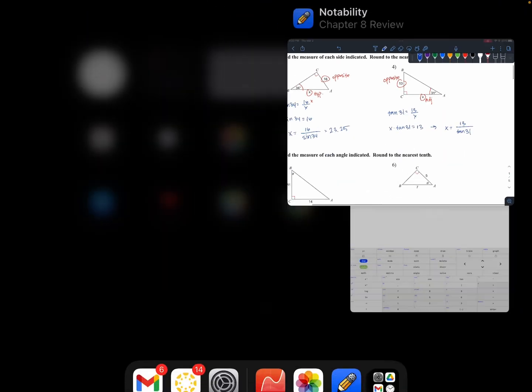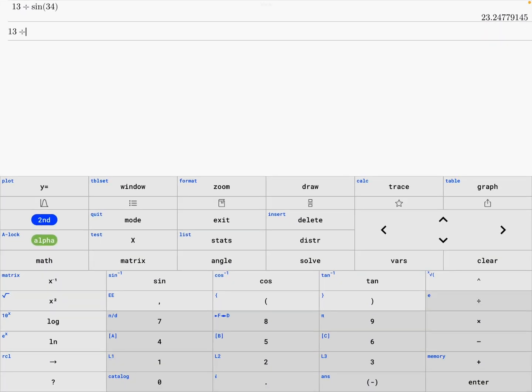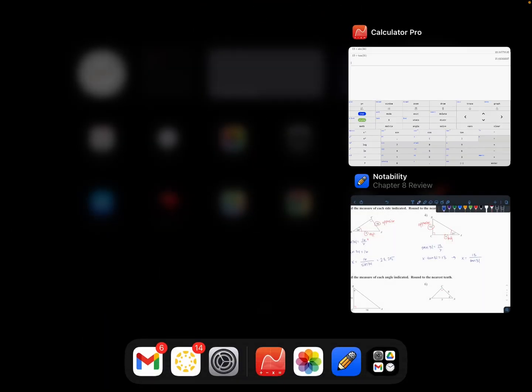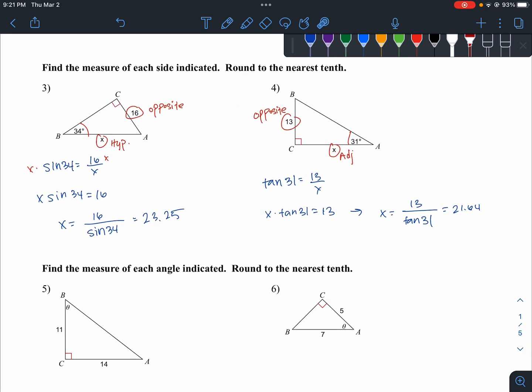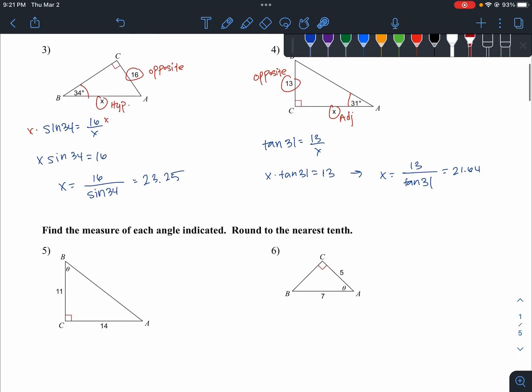Let's try this one again over here. So 13 divided by tangent of 31. We get 21.64. Okay, so let this be a lesson to make sure that you're operating in degrees or radians depending on the type of measurement you're using.